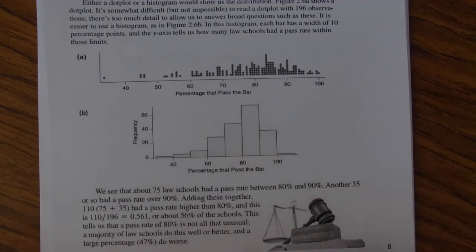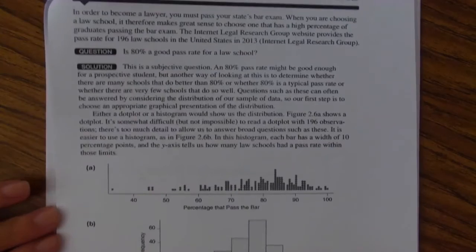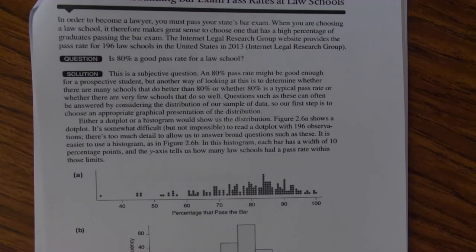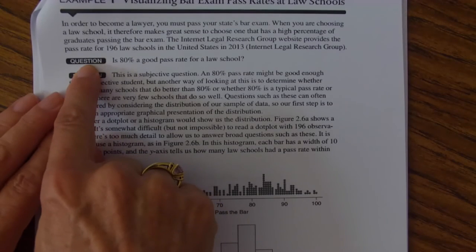The last thing we want to do before we leave is look at this question here and decide if it's good or bad. That's why we want data and graphs to help us make wise decisions, right? So in order to become a lawyer, you must pass the state bar exam. We all know that. When you're choosing a law school, do you want to take into consideration whether their students tend to pass the bar exam or not? Is that important to you? Do you want to go to a school where no students ever pass the bar? No, not really.